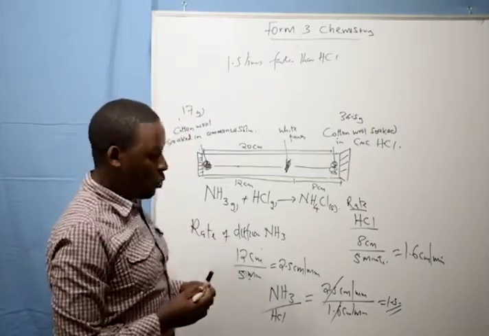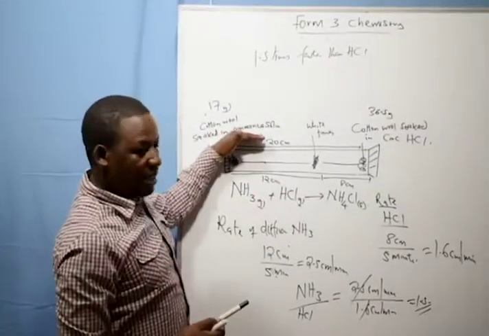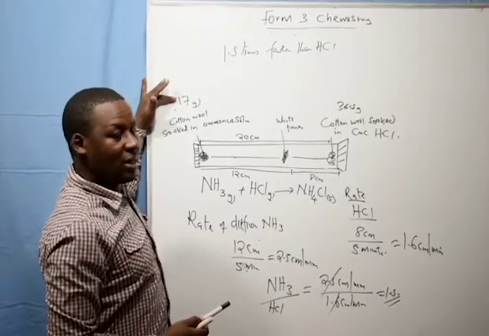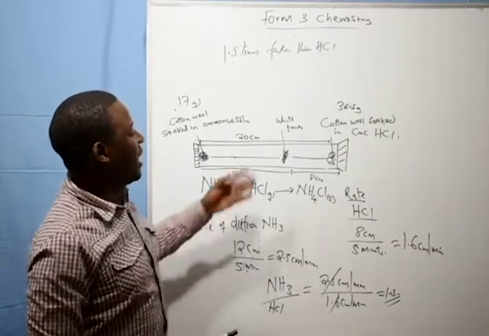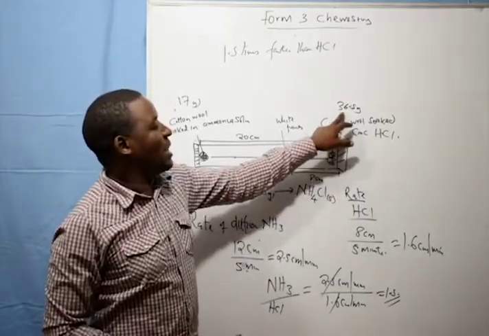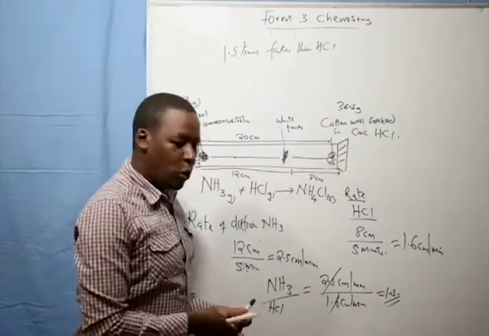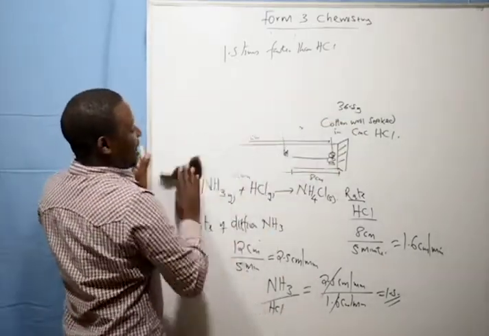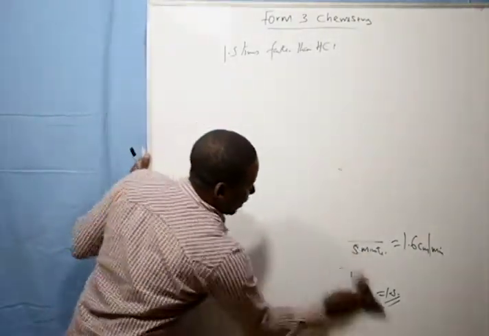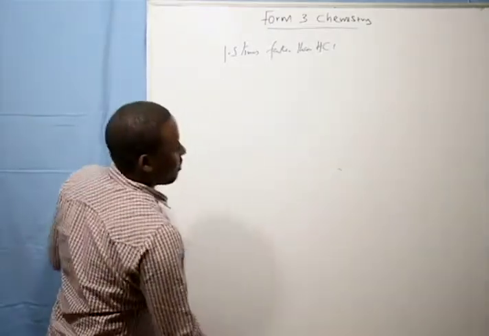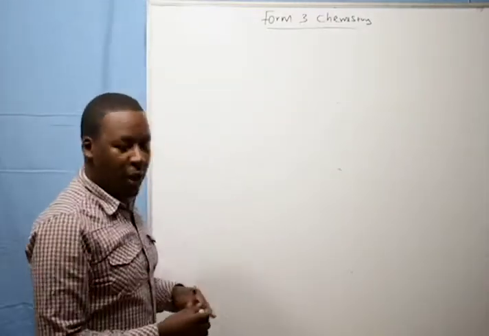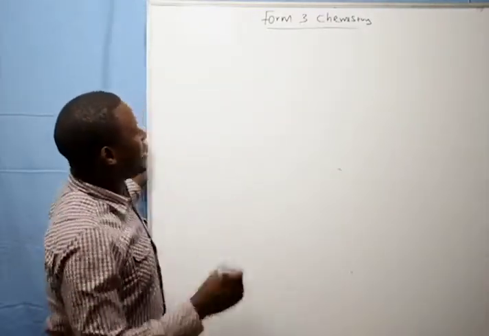Therefore, we can conclude that ammonia gas, which is lighter with 17 grams of mass, will diffuse faster than hydrogen chloride gas, which has a mass of 36.5. Therefore, our conclusion is the lighter the gas, the faster the rate of diffusion. This experiment was done by a scientist known as Graham, and Graham came up with the law known as Graham's law of diffusion.